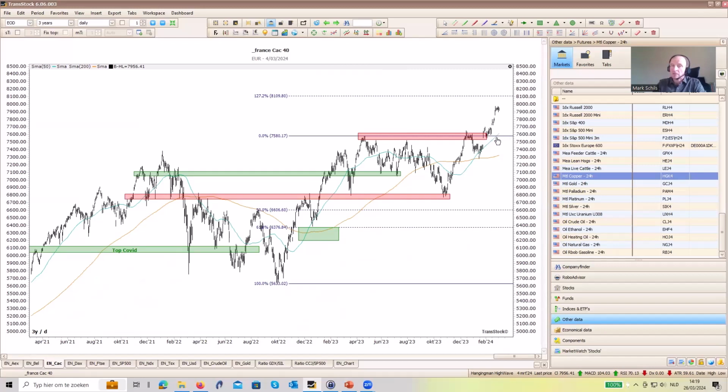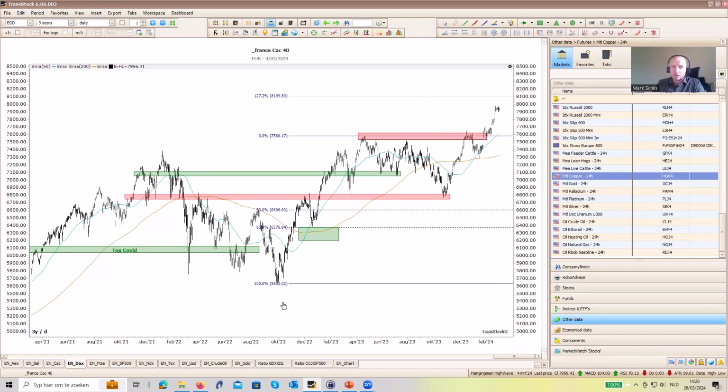And at this support, we have a sort of double support zone, a cluster. So the horizontal zone, and we have the 50-day average, which is already around the same zone. So for the CAC 40, everything looks very, very nice.